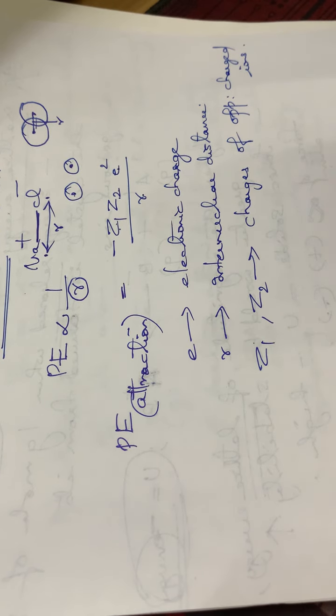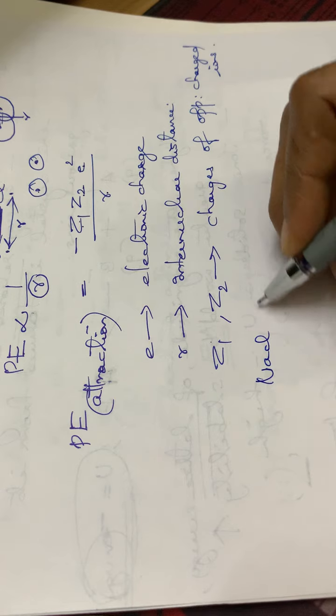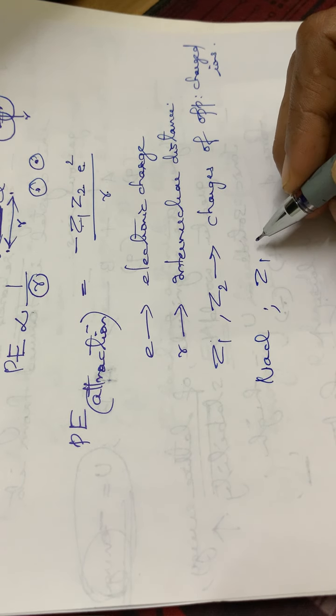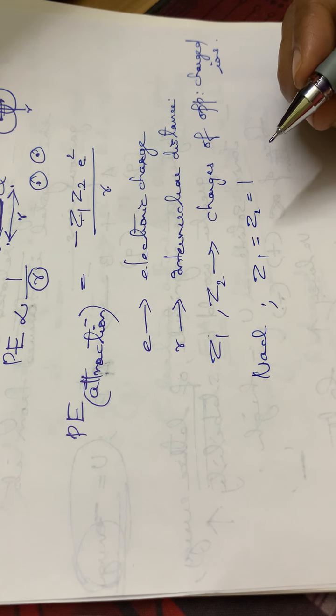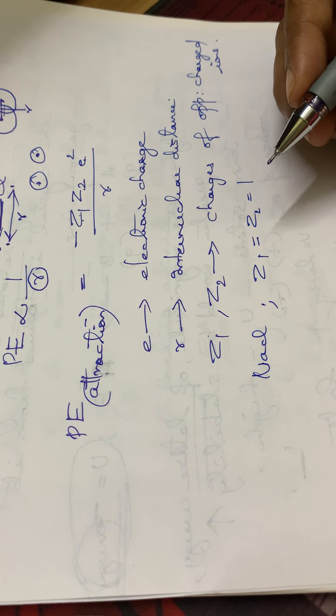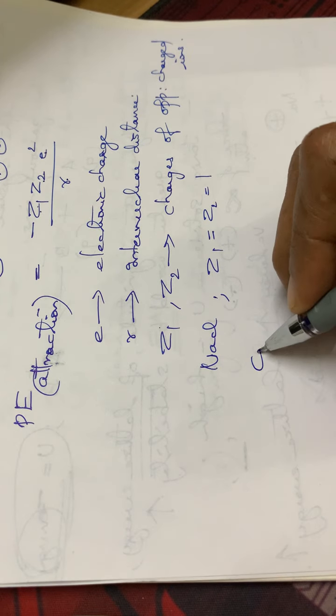And also see here, in the case of Z1 and Z2, in the case of NaCl, Z1 is equal to Z2, that is equal to 1. That means one electron is shared, one electron is donated, isn't it? Donated or accepted.